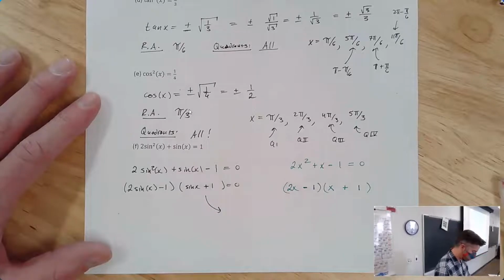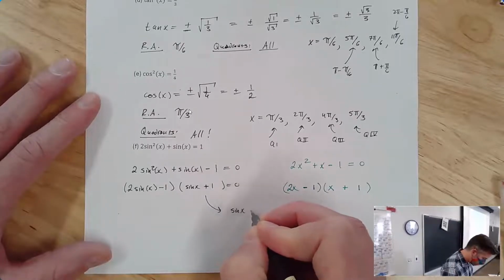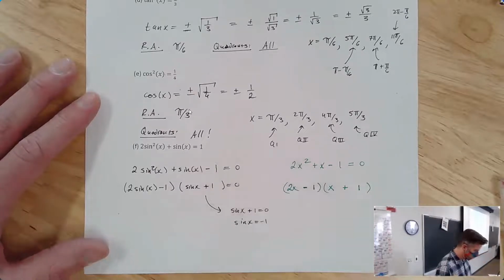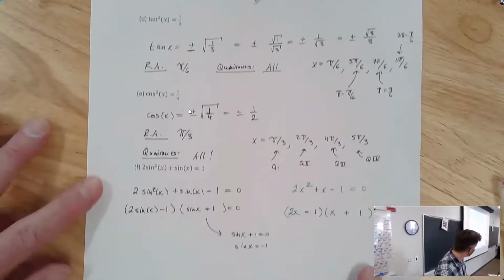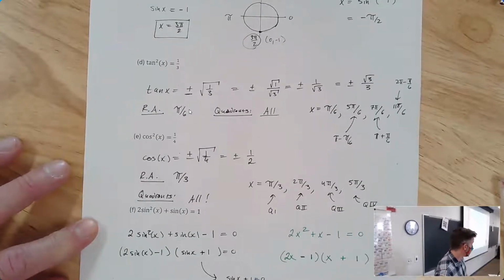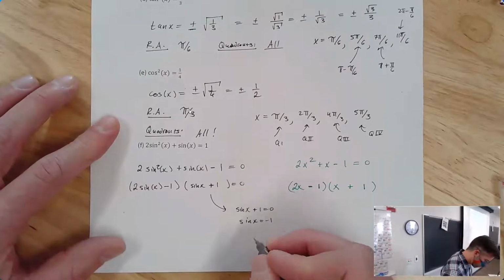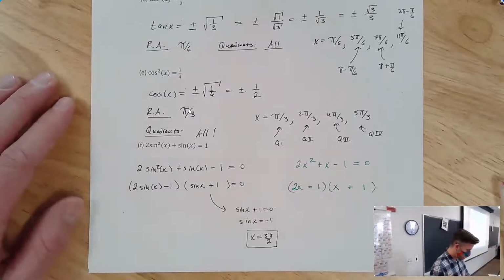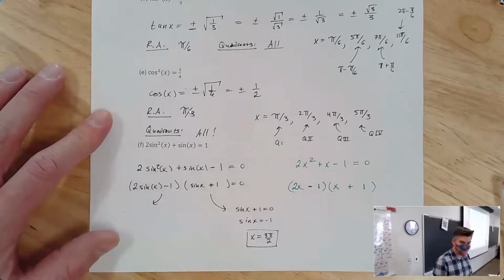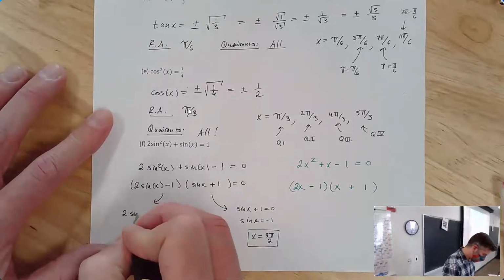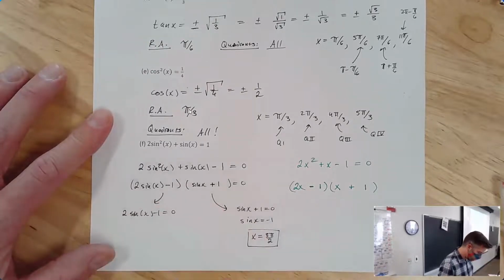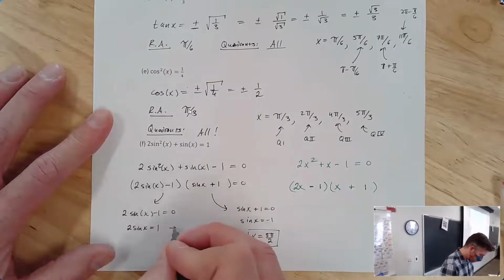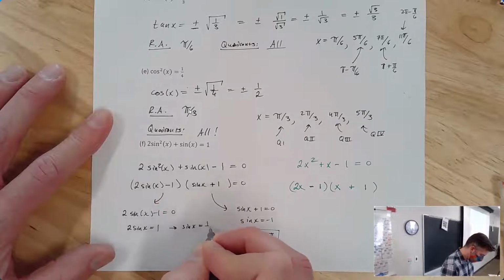That factor is going to give me sine of x plus 1 equal to 0, which gives me sine of x equal to negative 1, which we already solved in the first part, C. That's going to be x equal to 3 pi over 2. But then we also have this factor here equal to 0. So if we have 2 sine of x minus 1 equal to 0, we're going to have 2 sine of x equal to 1. We're going to have sine of x equal to positive 1/2.